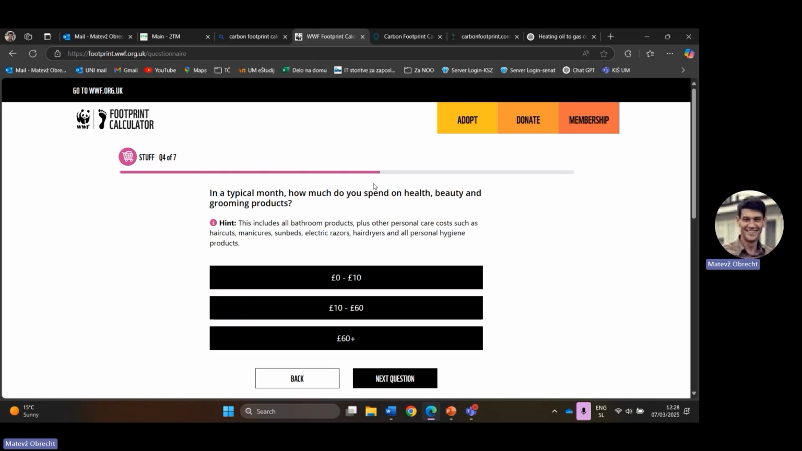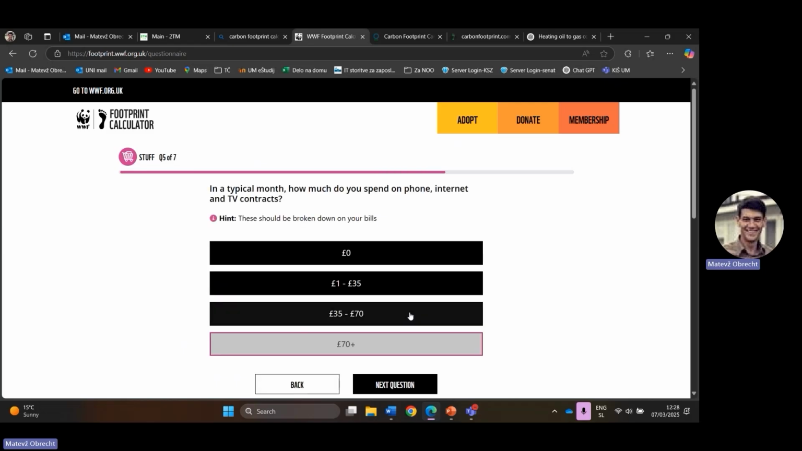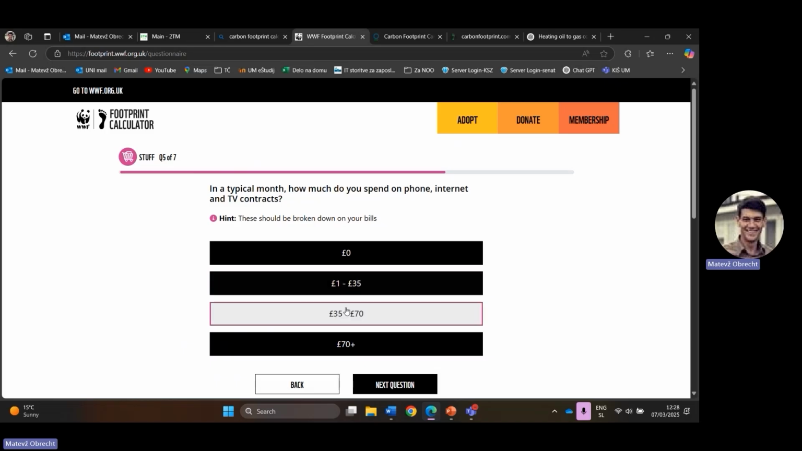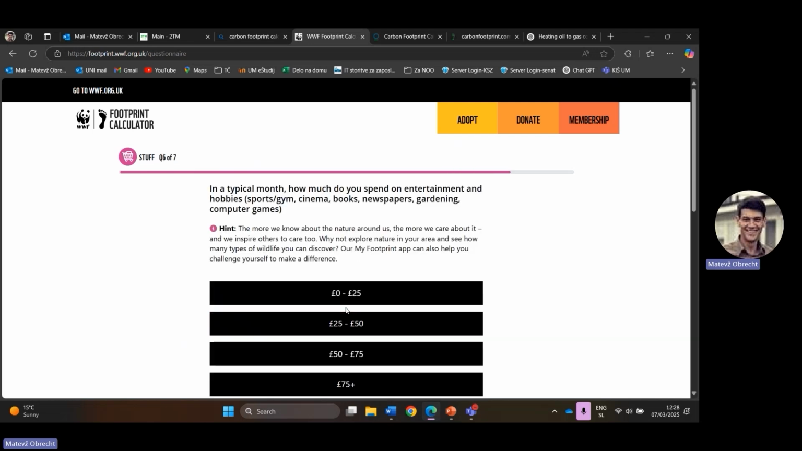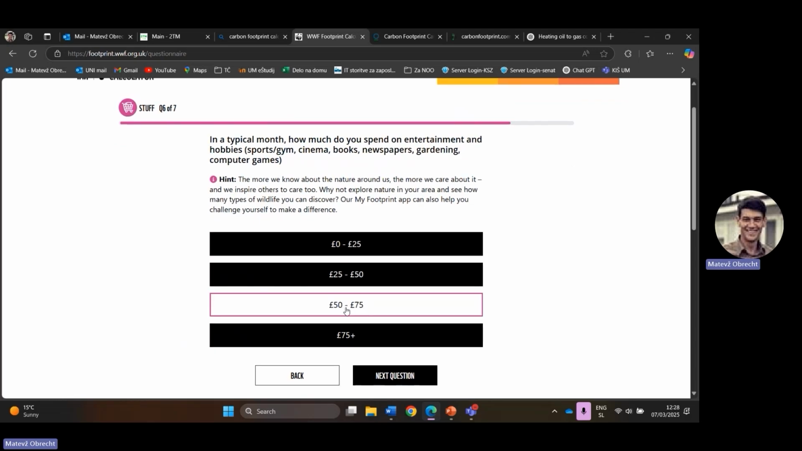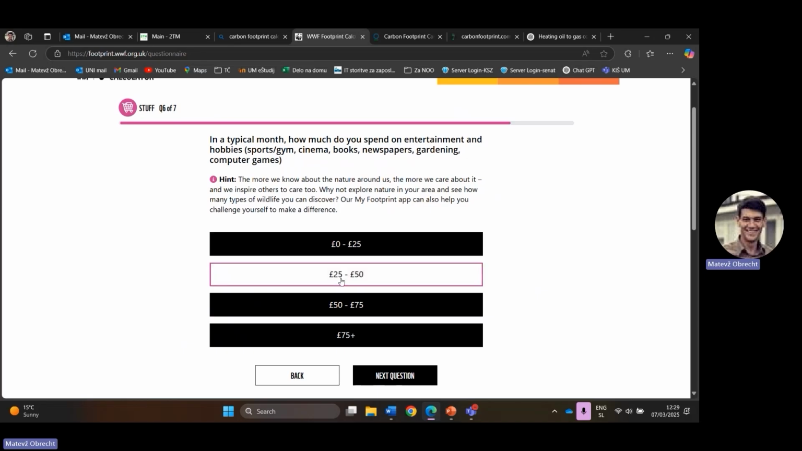Health, beauty, and so on. Hairstyling, sunbaths, manicure, and so on. So whether you do it or not depends on you. Then we have the biggest cost usually recently. So phone, internet, TV. This typically accounts for approximately 60 euros. And entertainment, so hobbies, sport, gym, cinema, gardening, computer games, newspapers, and so on. So let's give some amount.